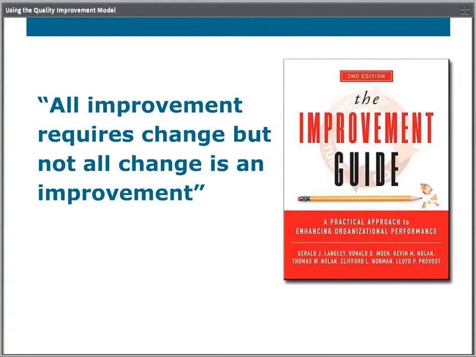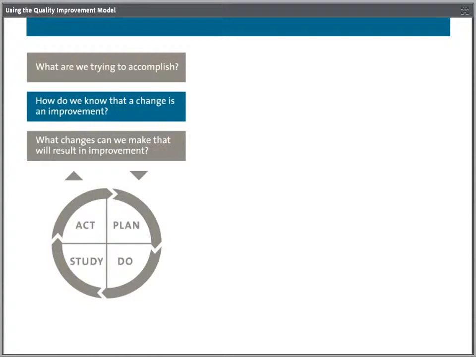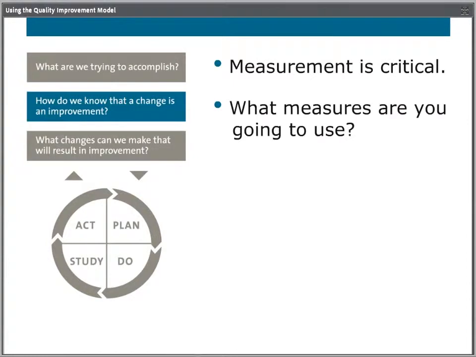So the next question in the model, how do we know that a change is an improvement? This is about your measures. Measurement is critical. What measures are we going to use? There's two kinds of measures that we typically use, and it's quantitative, and that's graphs and charts. And then there's qualitative, which is really powerful. It's about engaging hearts and minds, and it can really help to build that case for the improvement.